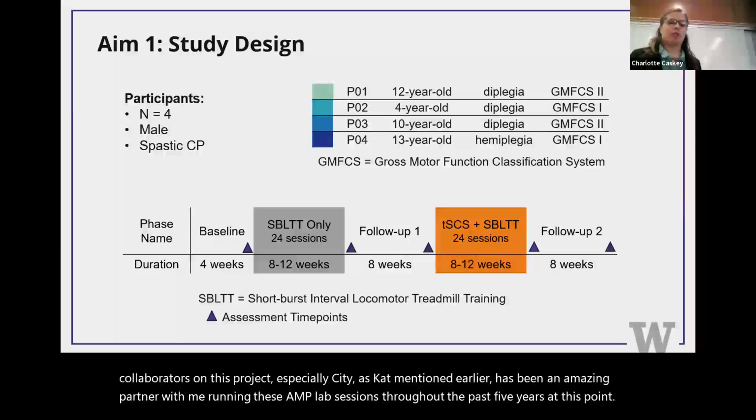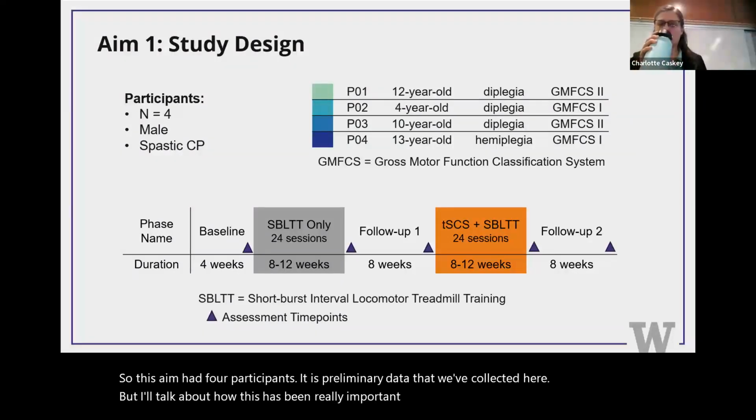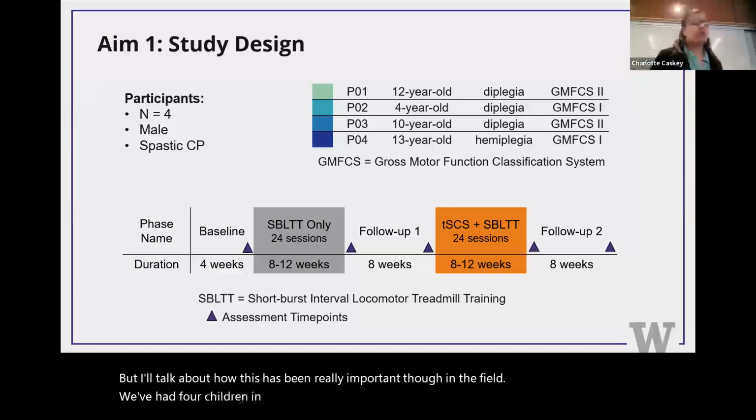So this aim had 4 participants. It is preliminary data that we've collected here, but I'll talk about how this has been really important in the field. We've had 4 children in this study, ages 4 to 13 years old, all with spastic CP, and they were all ambulatory children with CP.